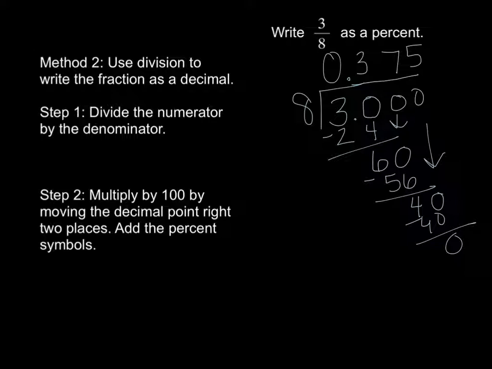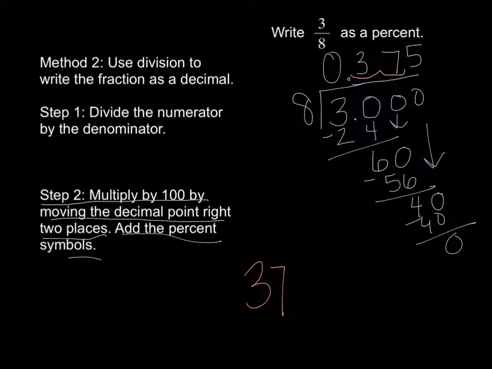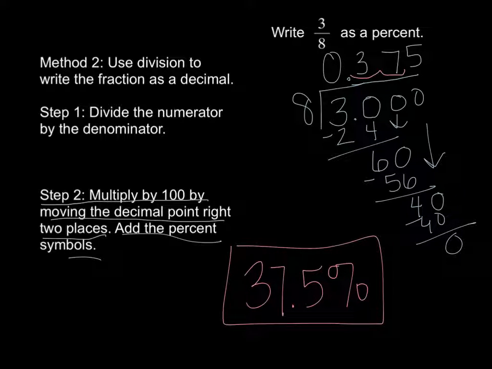Then my second step here says multiply by 100 by moving the decimal point right 2 places, then add the percent symbol. So to multiply by 100, or to turn this into a percent, I just need to move it 2 spaces to the right. So this will be the same as 37.5%. Now we can have a decimal in a percent. It happens quite often actually, so don't get thrown off if your percent has a decimal. So here is our answer right here.